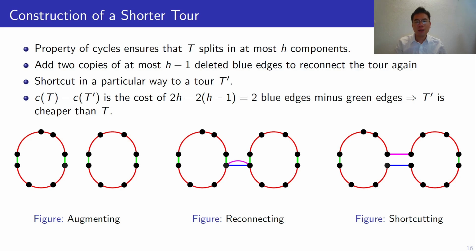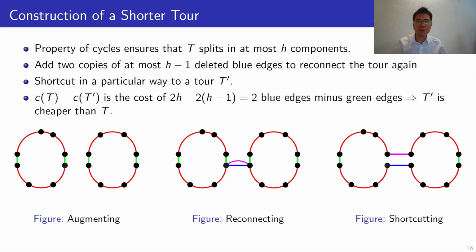And now the tour can split into at most 2H connected components because we removed 2H blue edges. Now the property of cycles that every vertex is head of both or tail of both incident edges ensures that T splits in at most H connected components instead of 2H. This property is not trivial to see, so you have to believe me here.